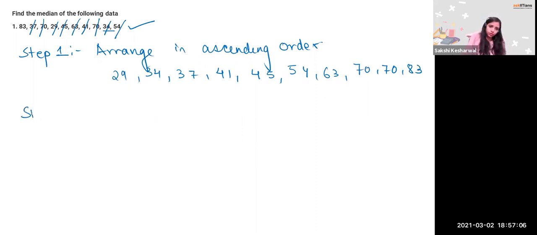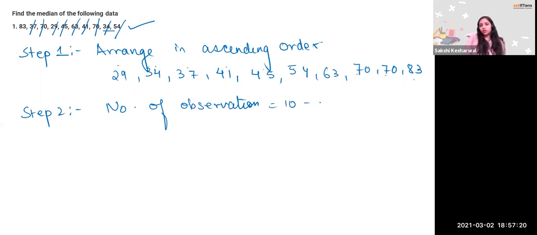What is step 2? How many observations are there? Beta, what will the number of observations be? 1, 2, 3, 4, 5, 6, 7, 8, 9, 10. So 10 observations, which is equal to what, beta?